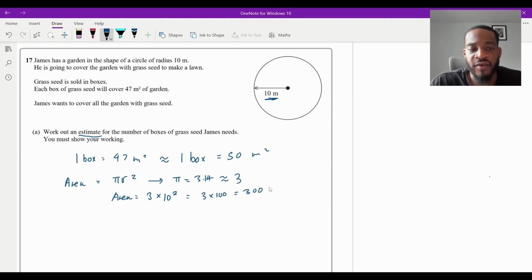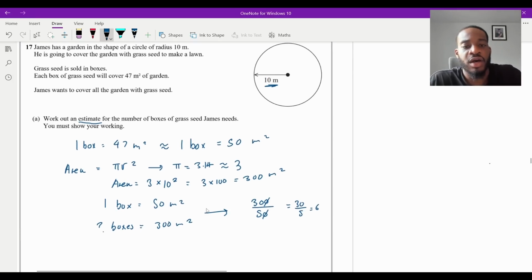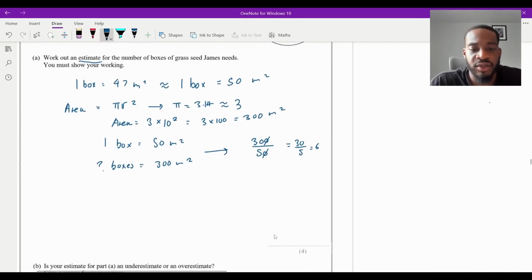So now we've got the area of the garden, we've got the area of the box, and we've estimated both of them. What we need to do is work out how many boxes we can get with these values. If one box we're saying is 50 meters squared, then how many boxes would we need for 300? All you're going to do to work that out is work out how many 50s go into 300. You cancel that, 30 over 5 is 6. So the answer would be 6 boxes. So an answer for part A would just be 6 boxes.